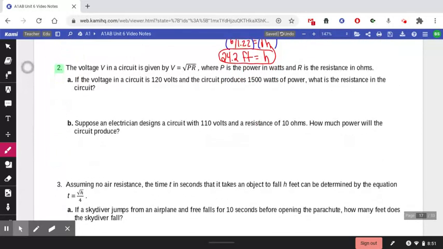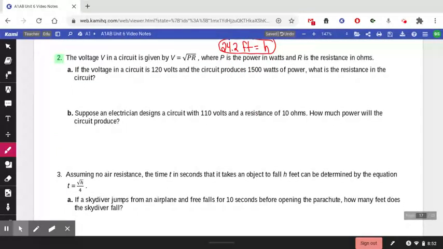The voltage V in a circuit can be given by this equation here, where P is power, R is resistance. All right. So if the voltage of a circuit is 120 volts, so V is equal to 120, and the circuit produces 1500 watts of power. Power is in watts, so P is equal to 1500. What is the resistance of the circuit? So we're going to try to find R.